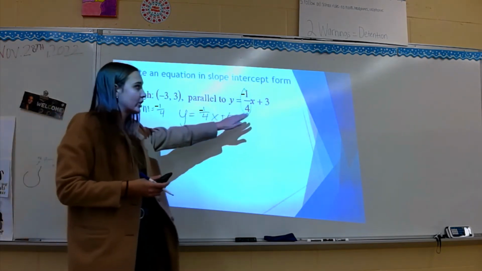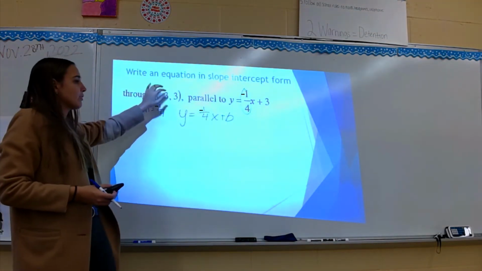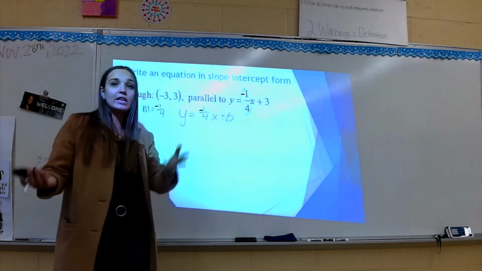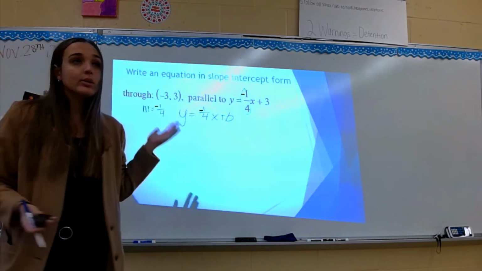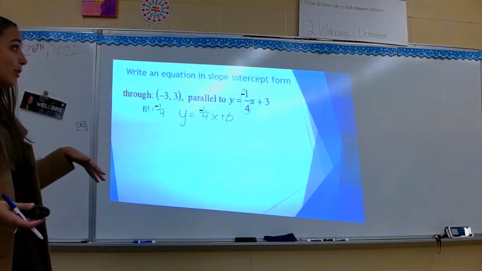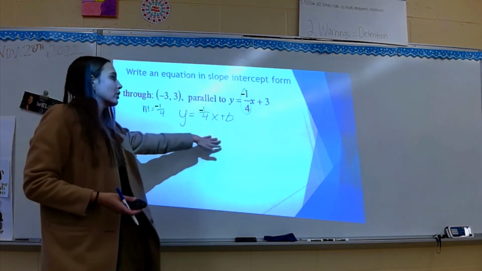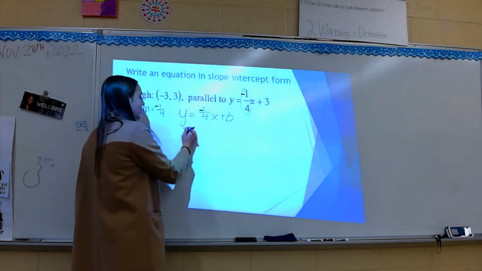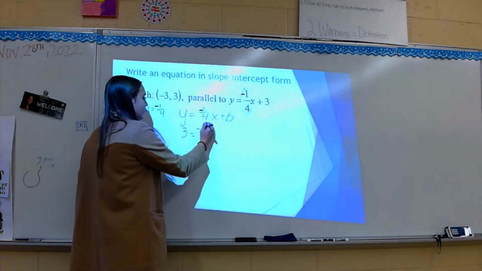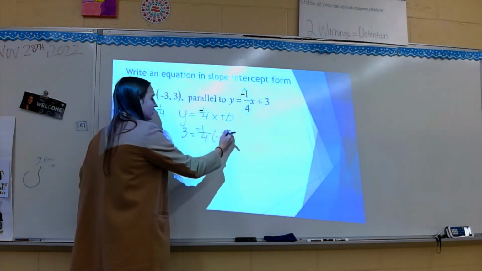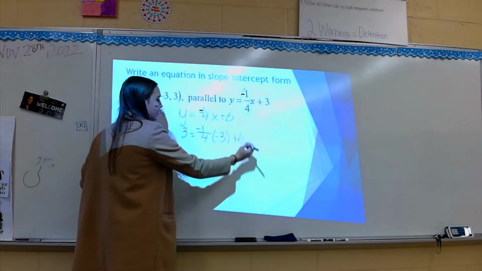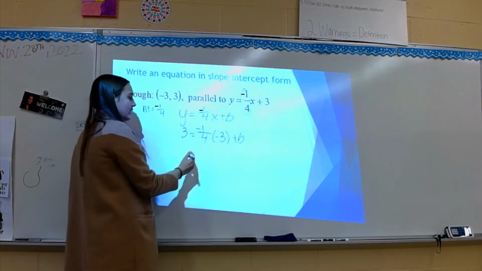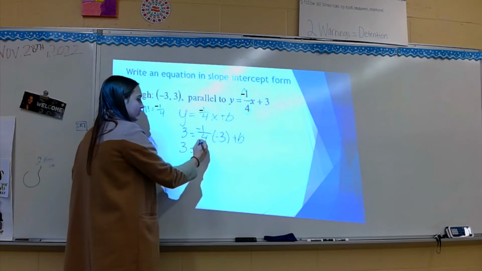It's not the same equation, because if I plug in negative 3, 3, it does not have equal balanced sides. That means negative 3, 3 is not part of that line. We need to find what our b would be. So I plug in 3 as my y, negative 3 as my x, plus our b. Negative 3 times negative 1/4 is 3/4.